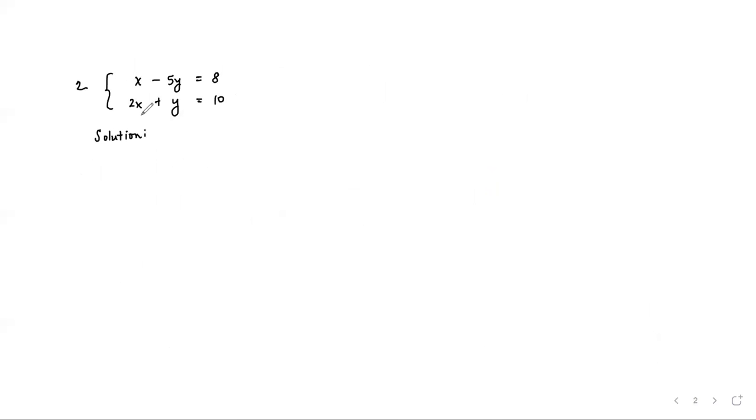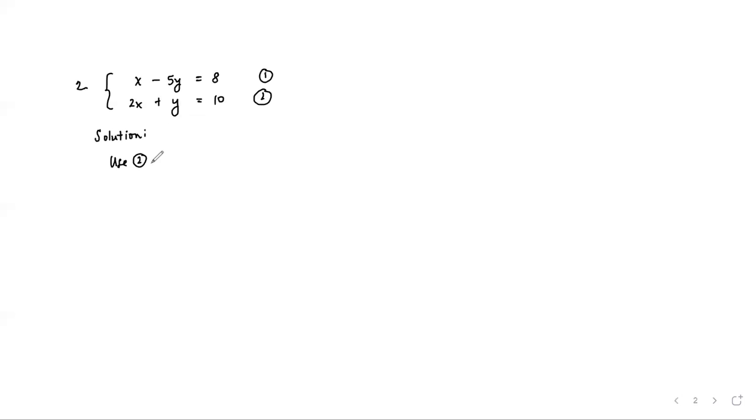For our next example, let's consider the following system. Our first equation is x minus 5y equals 8. And then the second equation, we have 2x plus y is equal to 10. So we can choose from either equation 1 or 2, and then we solve for either x or y. In this case, we can use equation 2.